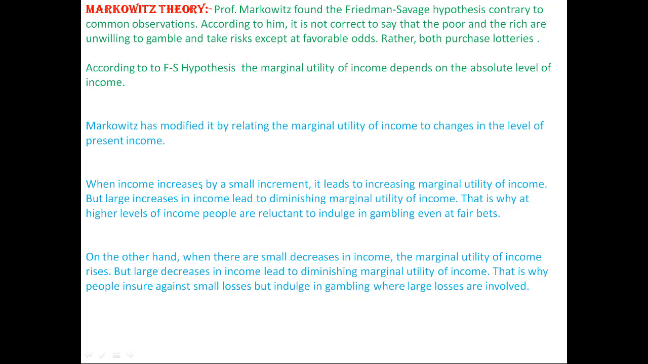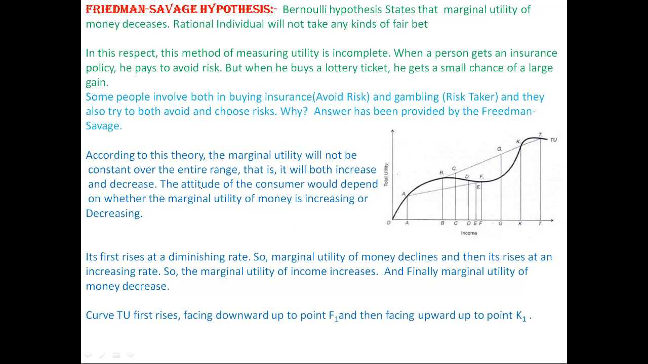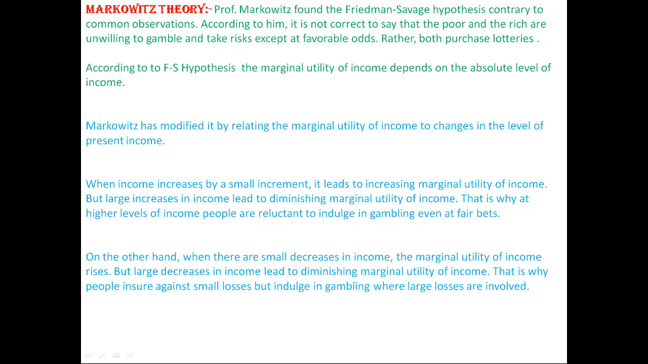Okay. According to the Friedman-Savage hypothesis, marginal utility of money depends on the absolute level of income. Okay. So Friedman-Savage says that utility is dependent upon the absolute level of income. Okay. Not the present level of income. They explain it with certainty; if he takes a gamble, then what will happen? Markowitz has modified this by relating the marginal utility of income to changes in the level of present income. Okay. So he converted it into present income.